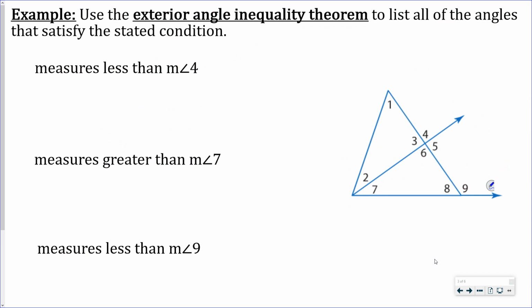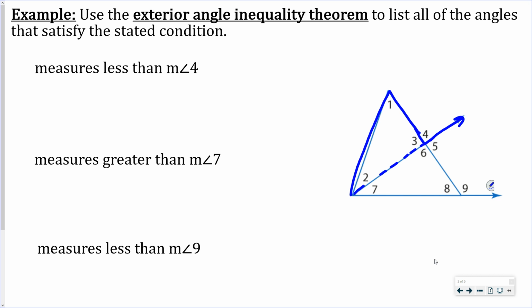Use the exterior angle inequality theorem to list all of the angles that satisfy the stated condition. I want to know the angles that have measures less than the measure of angle 4. Okay, so angle 4 is right here, and sometimes it helps students to trace the two sides, or the two rays, that make up this angle. One of the rays is this extended side, and the other side is this triangle. So it's an exterior angle to that triangle I just traced. Angle 4 is an exterior angle to that triangle.